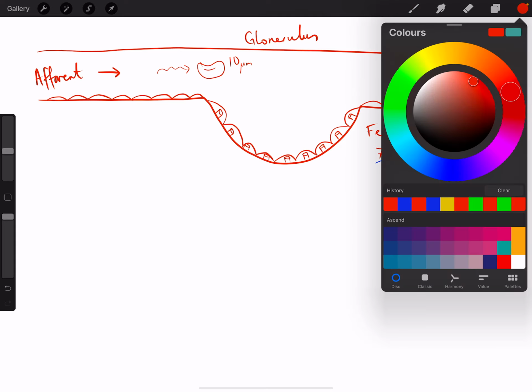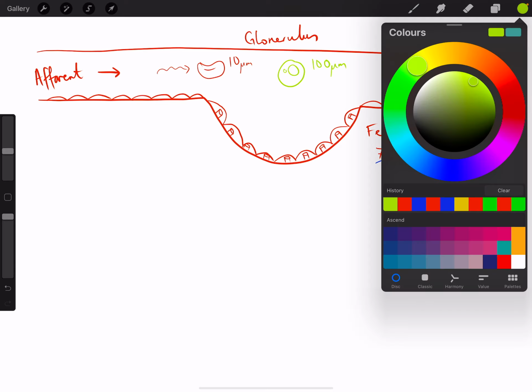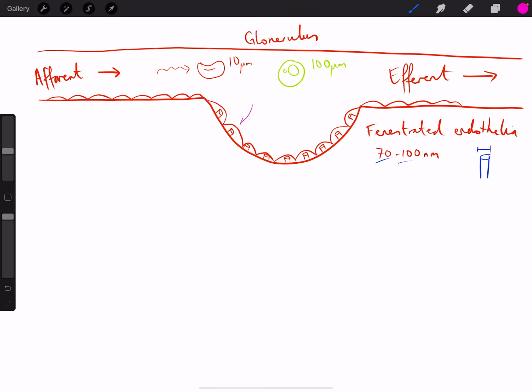What about white blood cells? White blood cells are actually bigger than red blood cells. They're actually 100 micrometers. So that's way too big to fit through. So white blood cells aren't coming through. But what do get through the fenestrated endothelia are proteins, or at least some proteins, ions, and some waste products, right? Like urea or creatinine, for example. So small molecules.